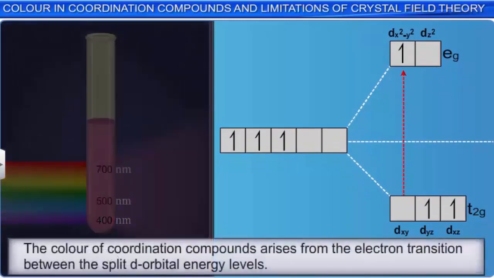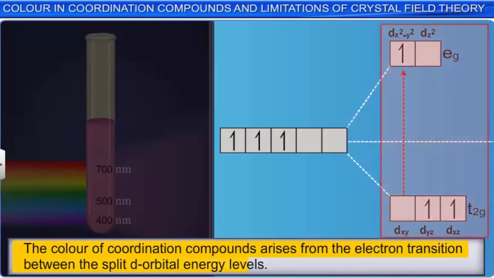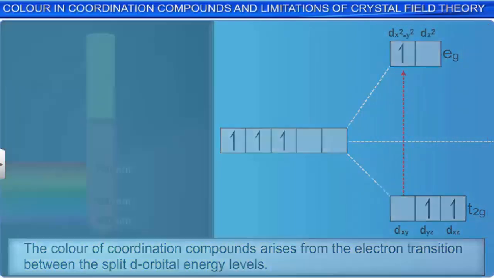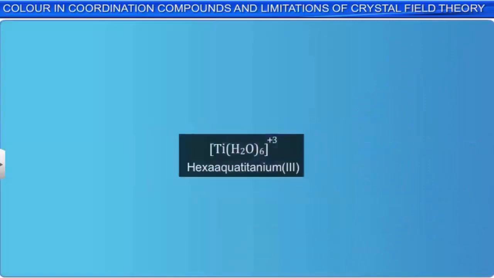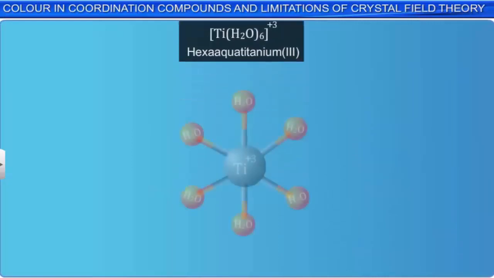Let us take the example of hexaaquatitanium(3+) to understand this. Hexaaquatitanium(3+) is an octahedral complex in which titanium is in the +3 oxidation state and has a single electron in the d orbital. The single electron is present in the lower t2g level in the ground state of the complex.